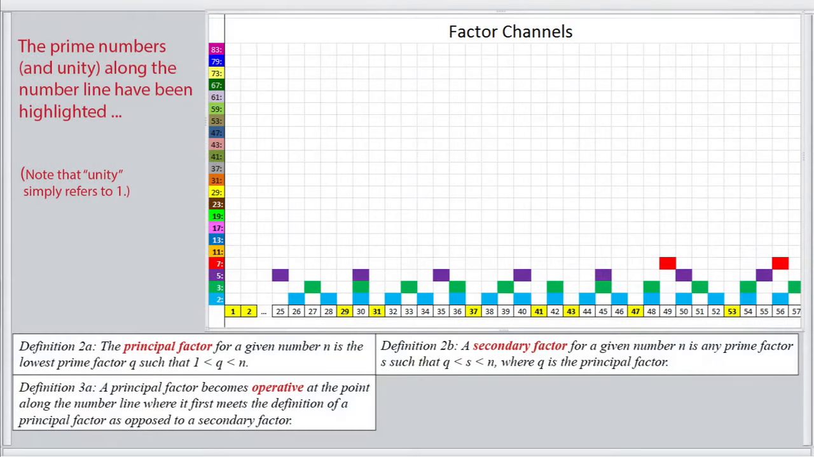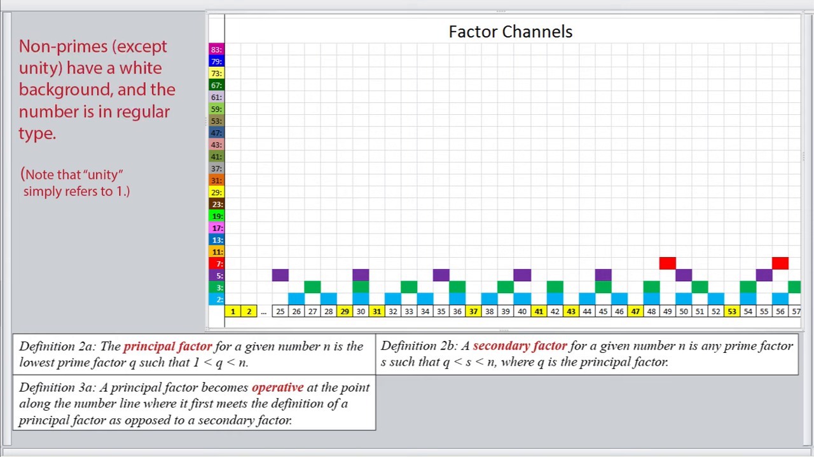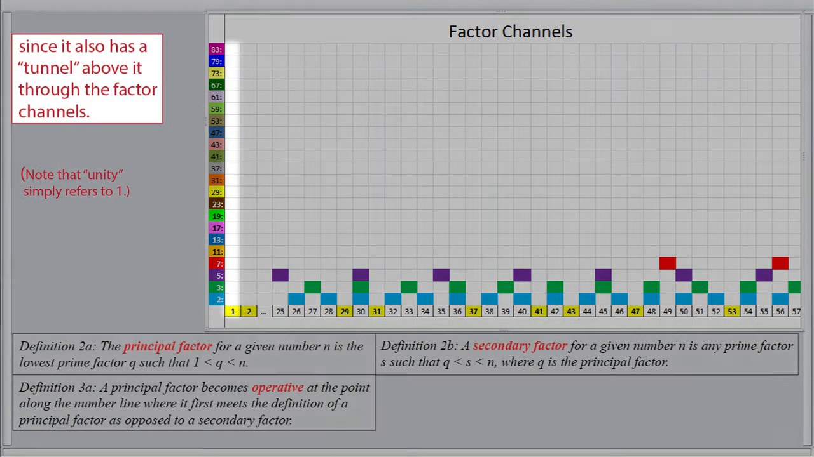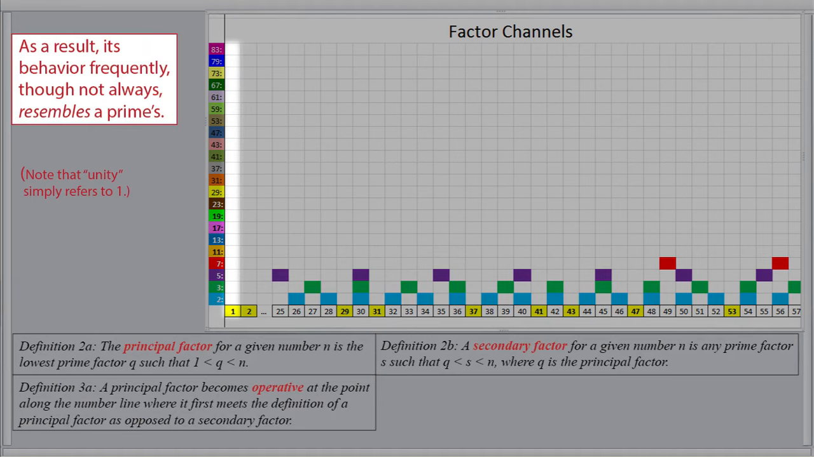The prime numbers and unity along the number line have been highlighted with a yellow background, and the number itself is in bold type. Non-primes except unity have a white background, and the number is in regular type. I have included unity with the primes since it also has a tunnel above it through the factor channels. As a result, its behavior frequently, though not always, resembles a prime's.